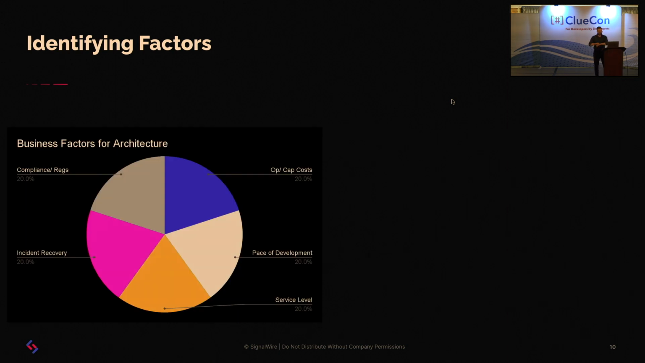So if all of these factors are taken into consideration equally, we have a nice pie chart. Obviously, if all things were infinite and we had infinite resources, we would have immense capabilities of having the pace of development skyrocket, or having service level objectives be completely nailed. But in reality, we have a finite amount of resources. We only have one pie chart, so we can kind of shift and change the way that we view these applications based on some of the business factors for architecture.